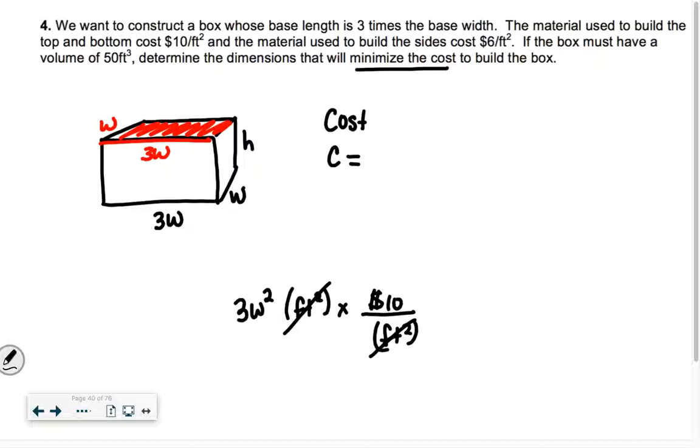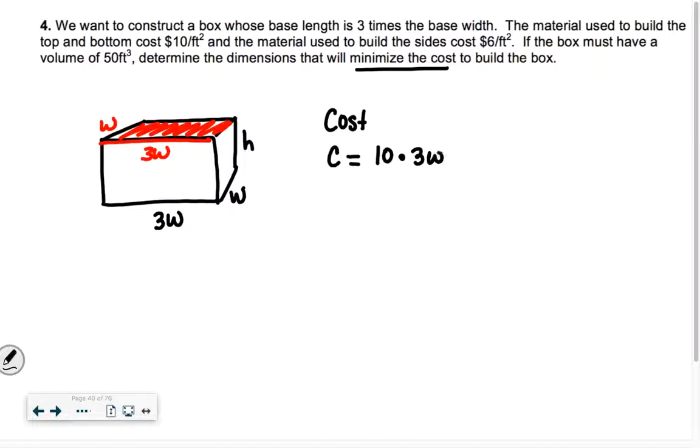This is how dimensional analysis, the things you do in stoichiometry in chemistry, works. So we're going to take our cost for the top, which is 10, and we're going to multiply by the area of the top, which is 3W squared. That's just the top of the box. That's how much the top costs. What about the bottom? Another one, right? So I'm going to do times 2. So I'm going to say top and bottom.